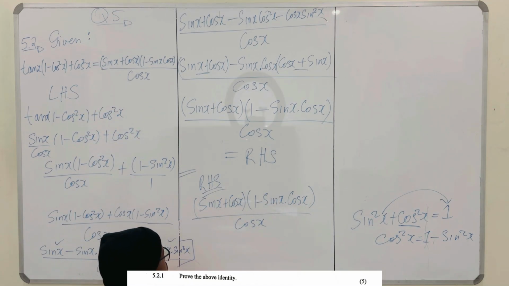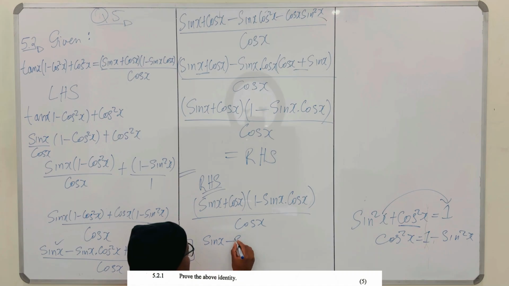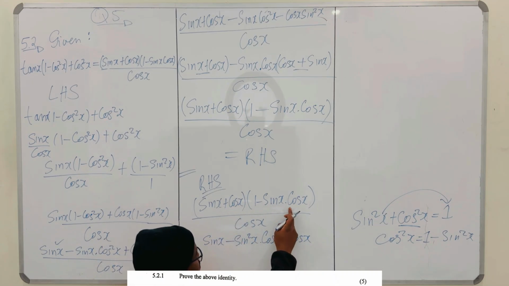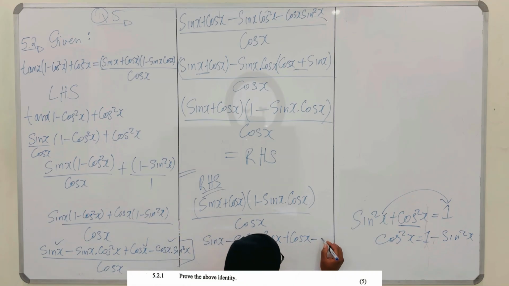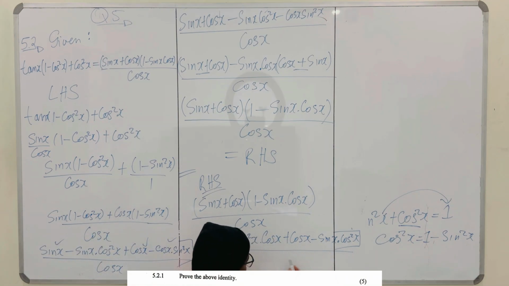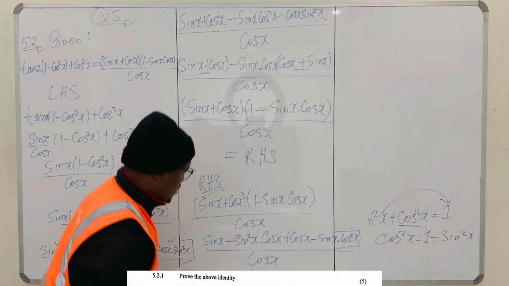So let's multiply this bracket out. Let's expand this. So it's going to be this times this. So we're going to get sine x times that minus sine squared x cos x. This time this plus cos x. This times that minus maybe sine x times cos squared x. I'm going to clean this part. That's what we have. Of course, this is all over your cos x. That's what we have here.